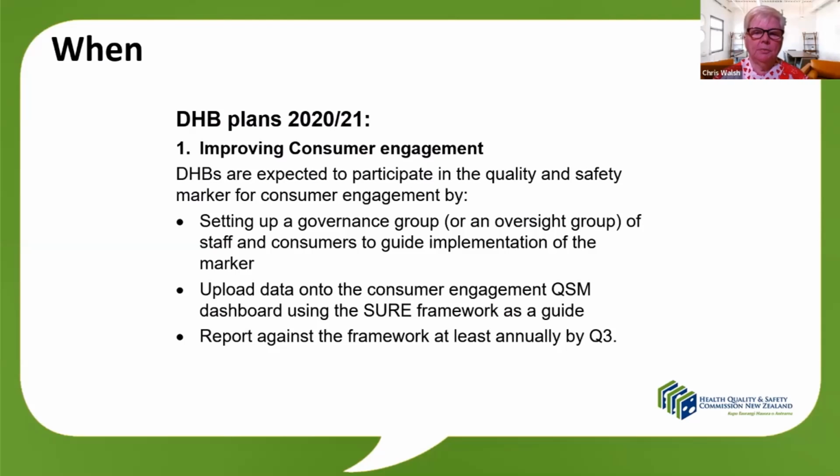And so in the DHB plans, you can see here improving consumer engagement. DHBs are expected to participate in the quality and safety marker for consumer engagement by setting up a governance group or an oversight group of staff and consumers to guide implementation of the marker, to upload data onto the consumer engagement QSM dashboard using the SURE framework as a guide, and report against the framework at least annually by quarter three. Dion and Ying will be going through that in a little more detail later on in this presentation.